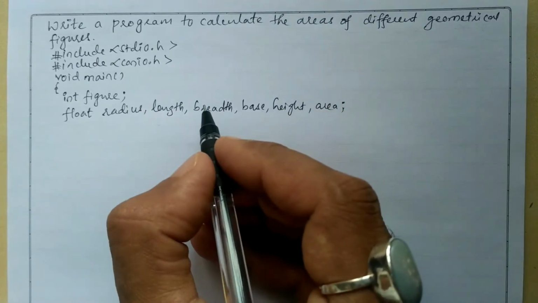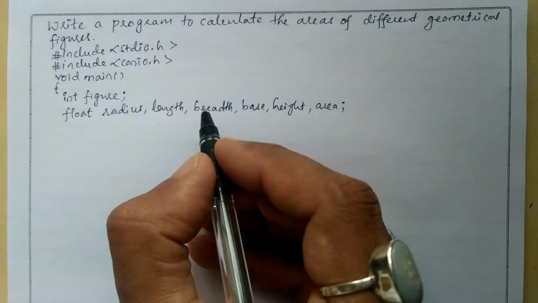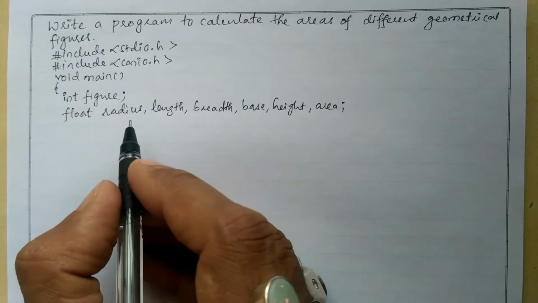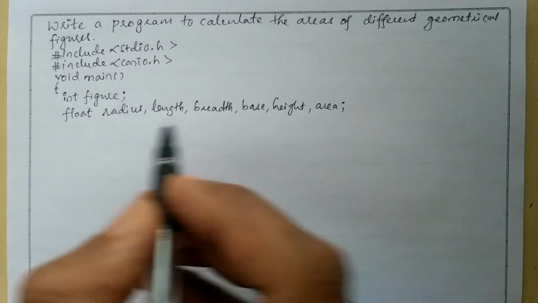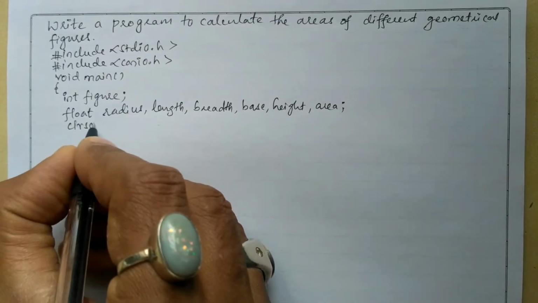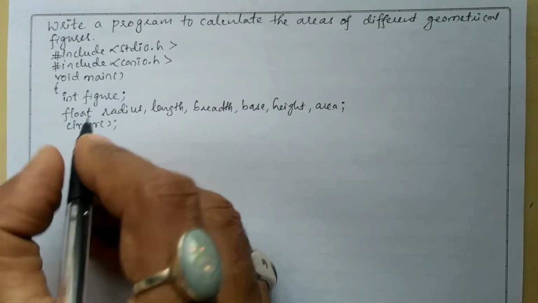So here I've taken randomly four geometrical figures. The first one is rectangle, and the second one is triangle, and the third one is circle, and the fourth one is a square. So that's the reason I've taken these variables. Now let us write CLR SCR function which is used to clear the screen.